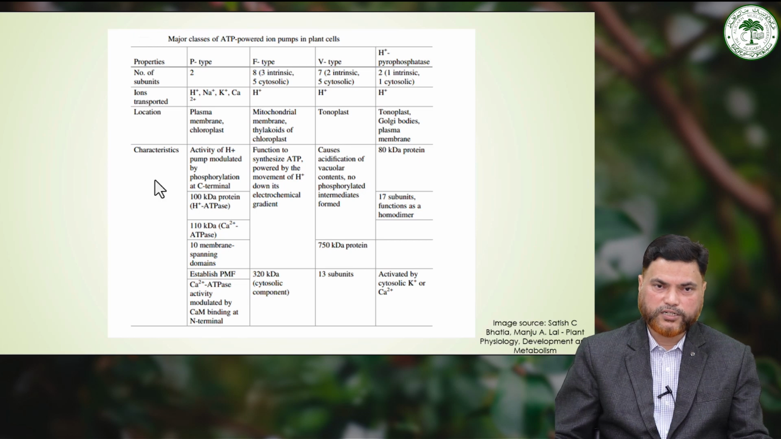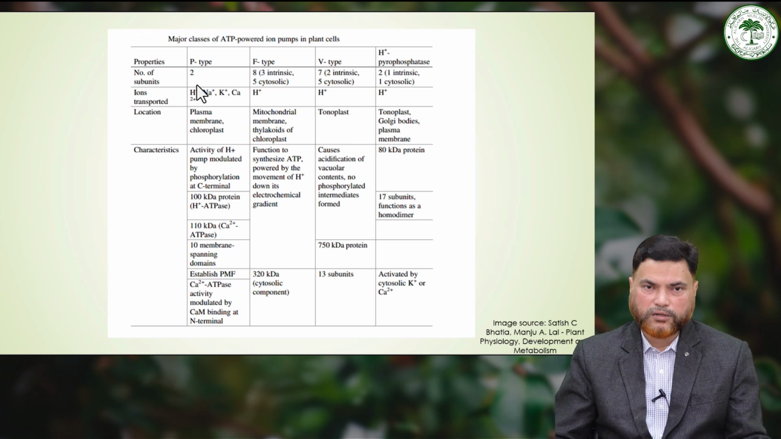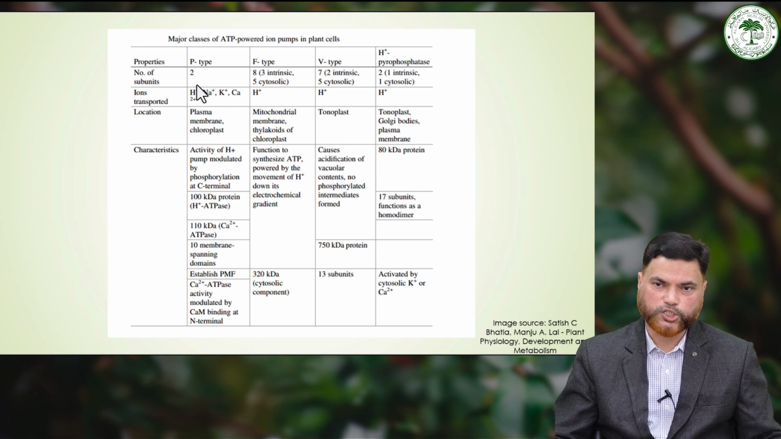So these are the different types of ATPases found in different organelles: P type, F type, V type, and proton pyrophosphatases. We have discussed individually these different types of ATPase pumps, and you can see the differences among each other. You must be very clear how they differ from each other by seeing this slide.